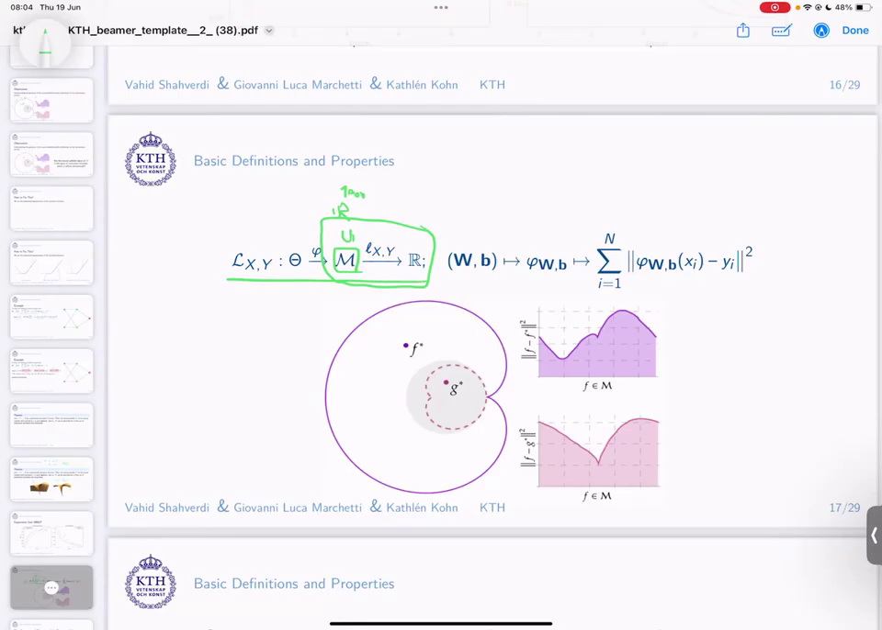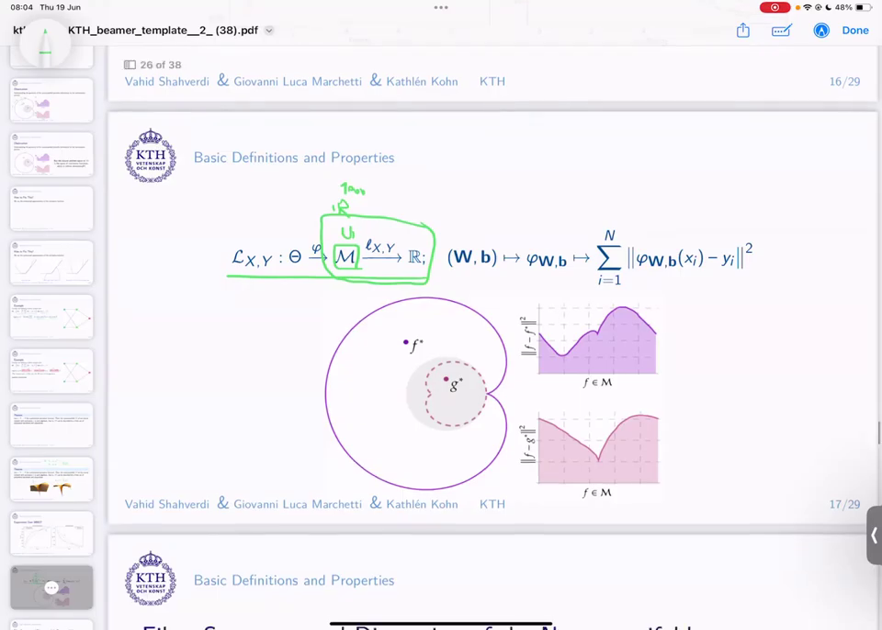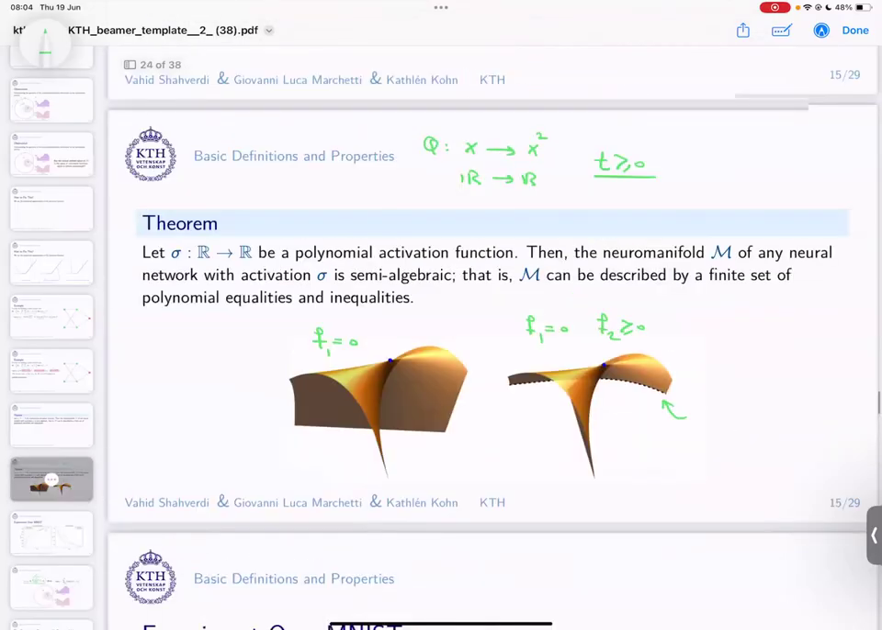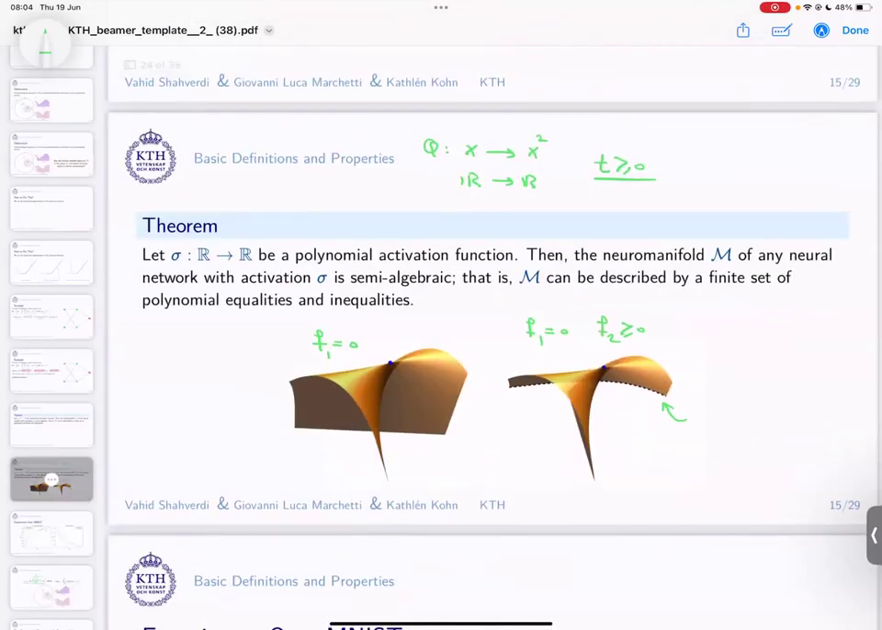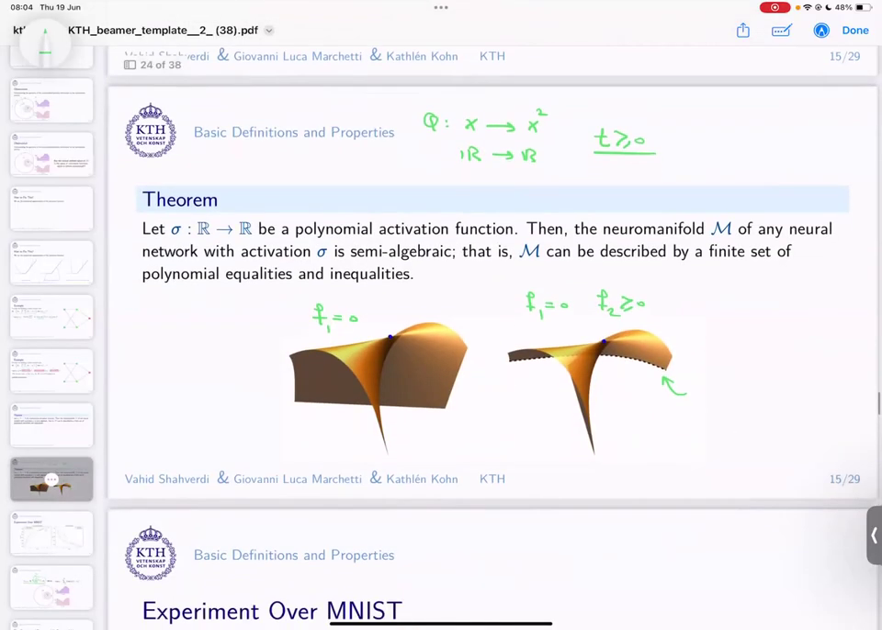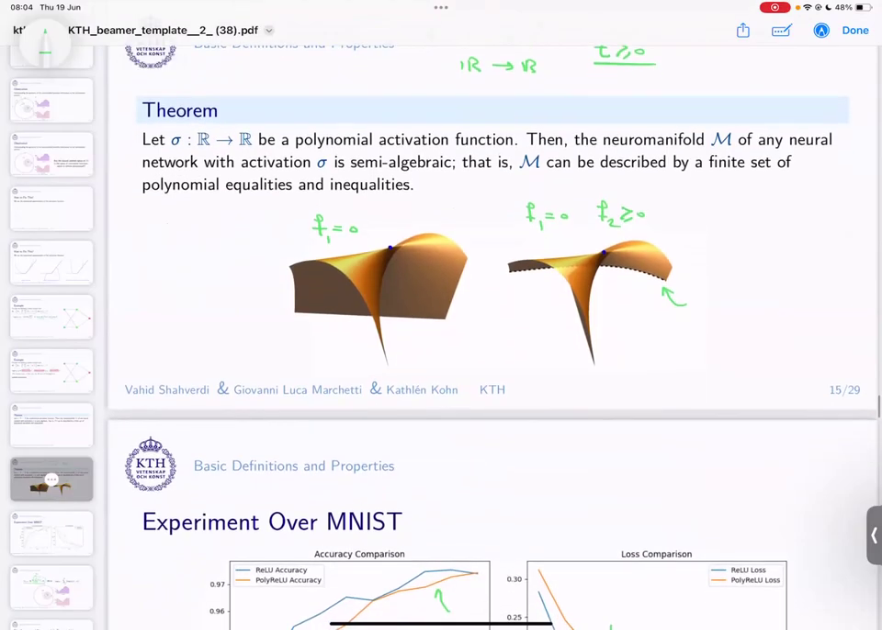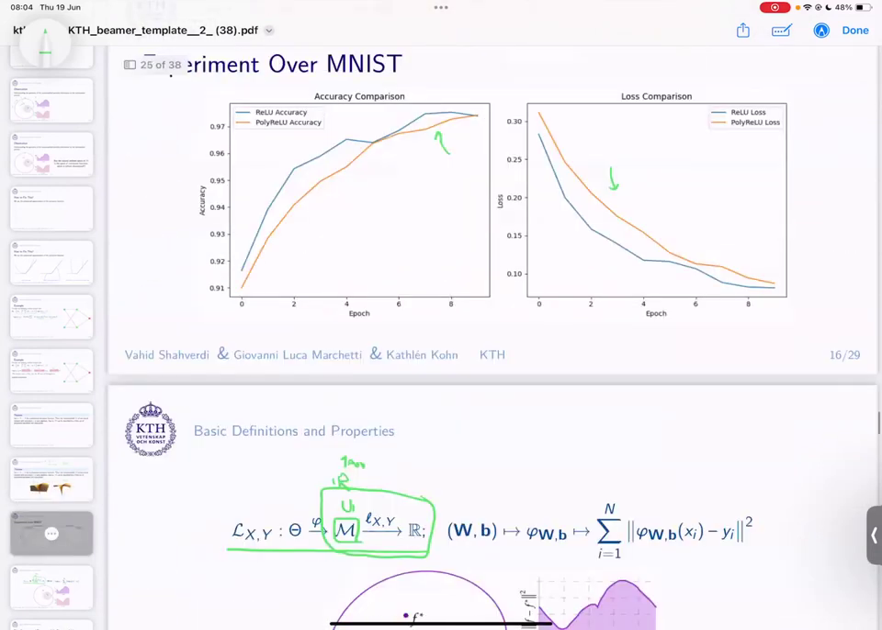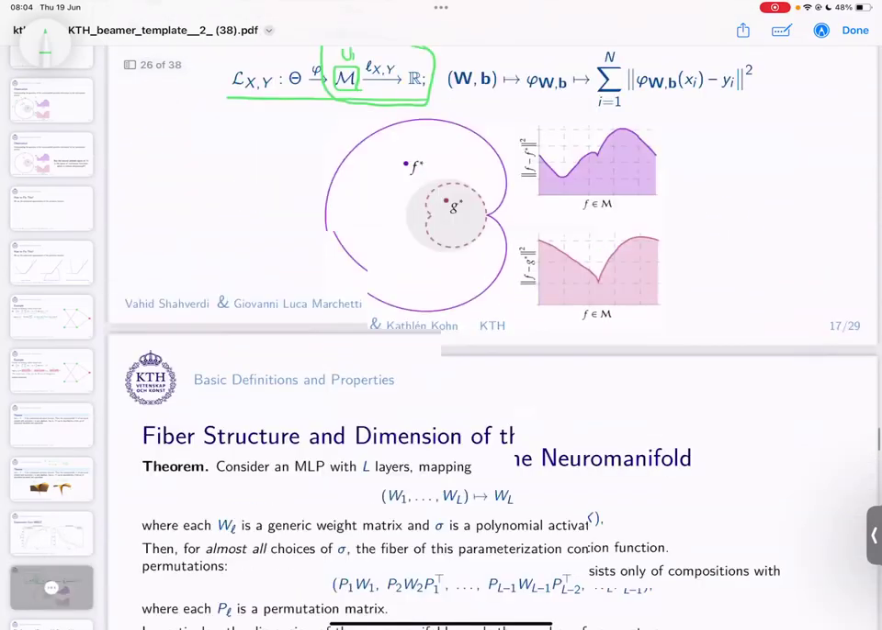The other one is that we have tools in algebraic geometry to understand the geometry of this neuromanifold, because M, as I said in this theorem, becomes semi-algebraic. But that's not true if I pick, I don't know, arctangent as activation function. It's not going to be semi-algebraic. It's going to be something weirder, and you need to simplify somehow. Got it. Yeah, exactly.